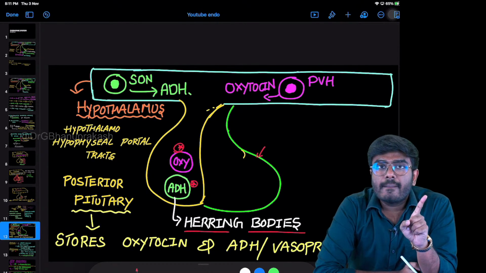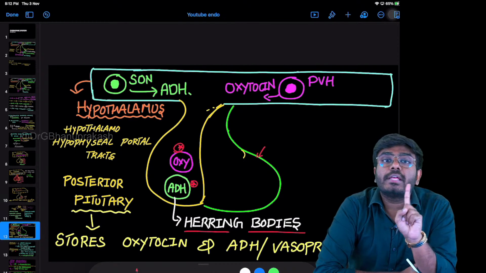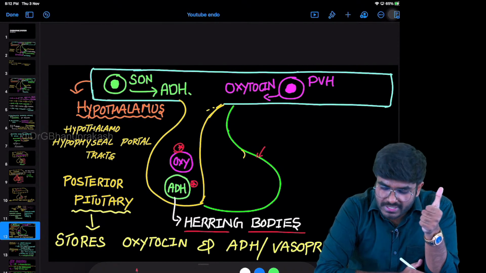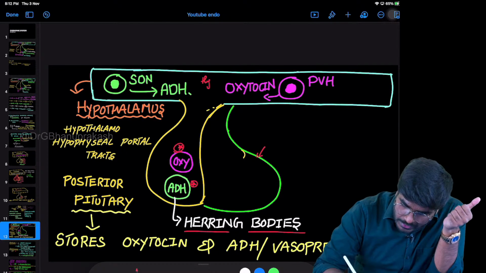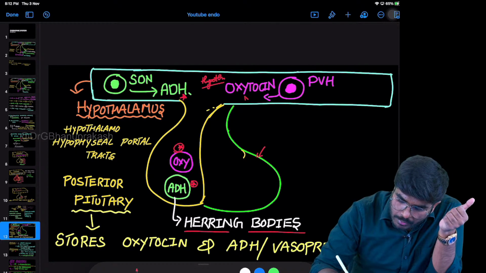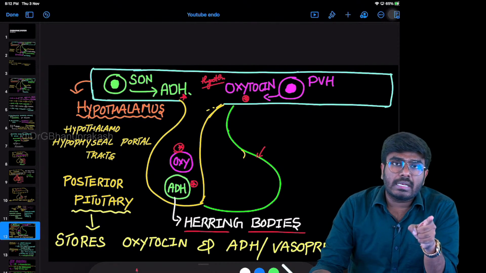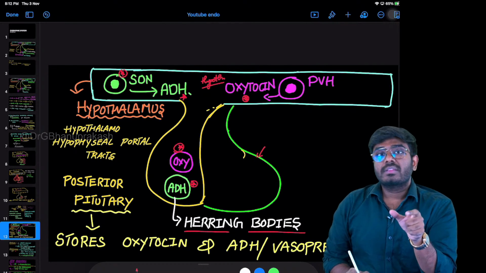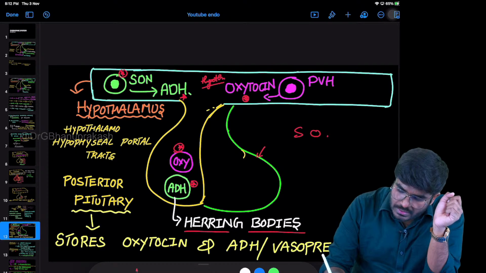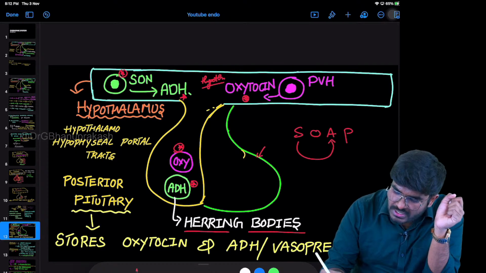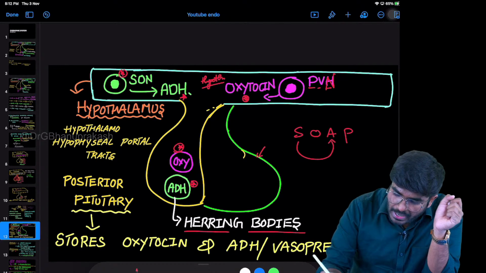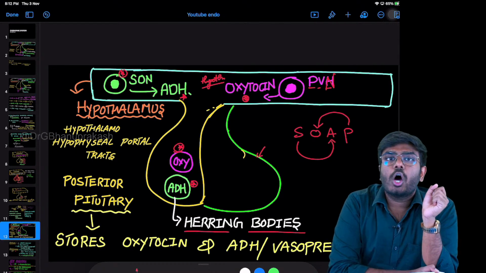But my question is, see, posterior pituitary is not producing the antidiuretic hormone. Posterior pituitary is not producing the oxytocin. Then who produces? Sir, it's again hypothalamus. Hypothalamus produces the antidiuretic hormone and the same hypothalamus produces the oxytocin. Even in renal physiology, I have explained this. So, the mnemonic is: supraoptic nucleus of hypothalamus produces the antidiuretic hormone and the paraventricular nucleus, PVN, of hypothalamus produces oxytocin.